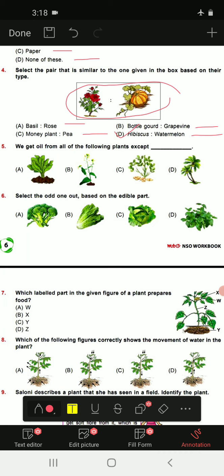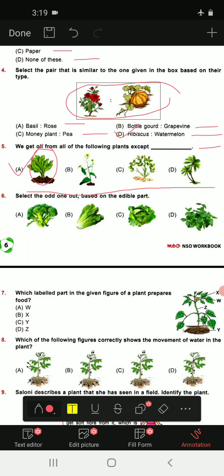Next question. Question 5. We get oil from all of the following plants except dash. That means in the given four pictures, we get oil from the plants, but from one of them we do not get oil. Which option is correct? Option A is correct, from this plant we do not get oil, that is spinach.